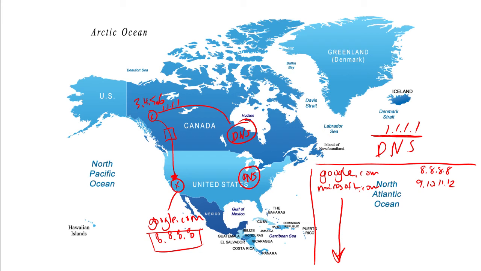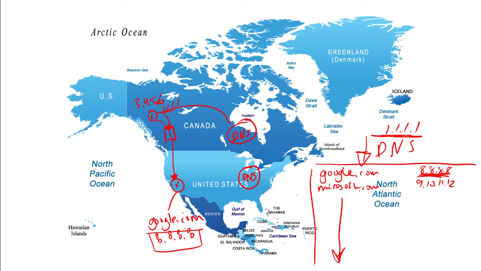And so it tells the router to send a message to 1.1.1.1 and ask it where google.com is, or where microsoft.com is, or where CNN.com is. And then the DNS server looks it up and says, oh, well, google.com is at 8.8.8.8. And then the computer says, okay, thank you. I'm going to send a message now to 8.8.8.8. So it tells the router, I want to go to 8.8.8.8.